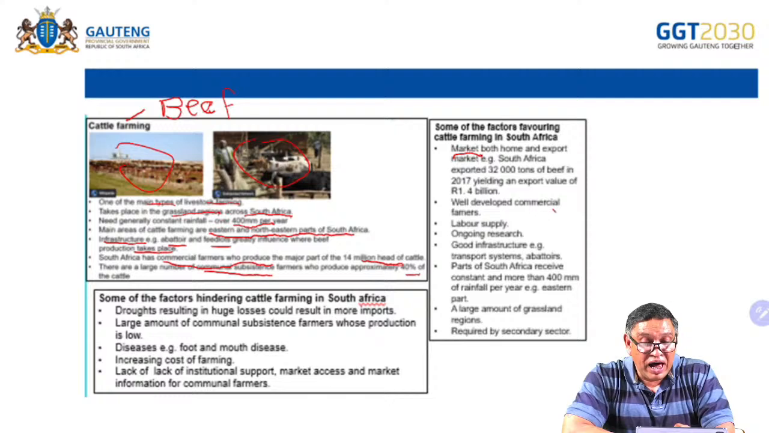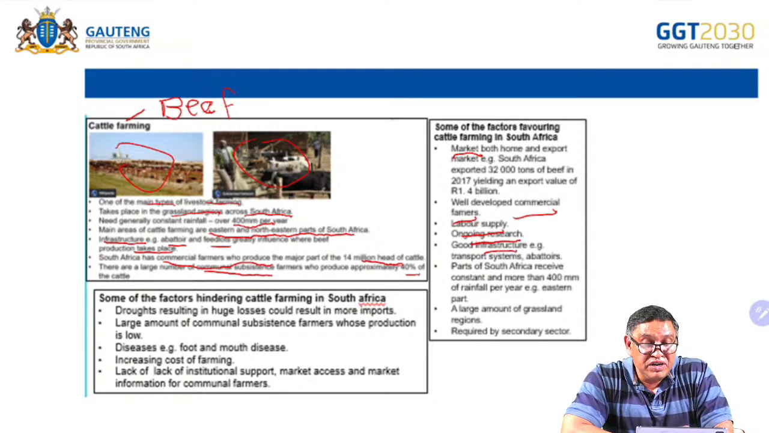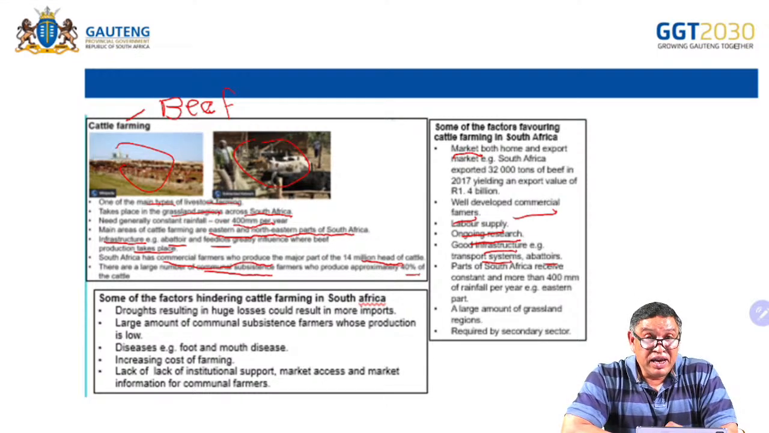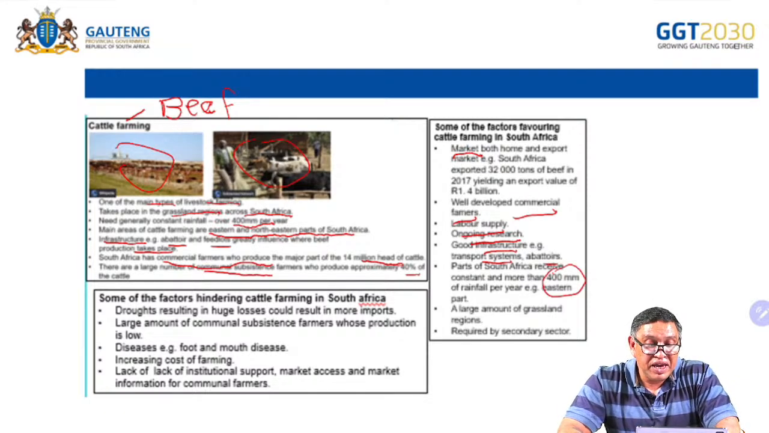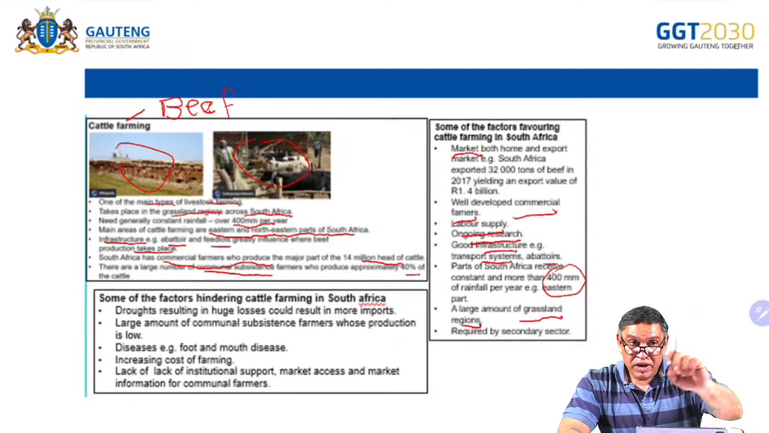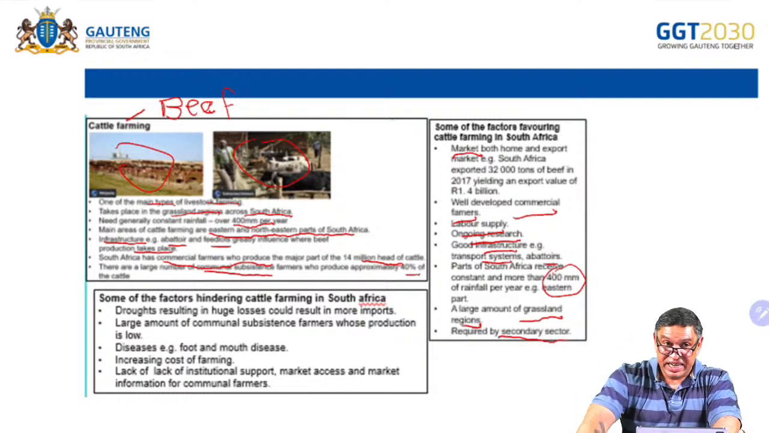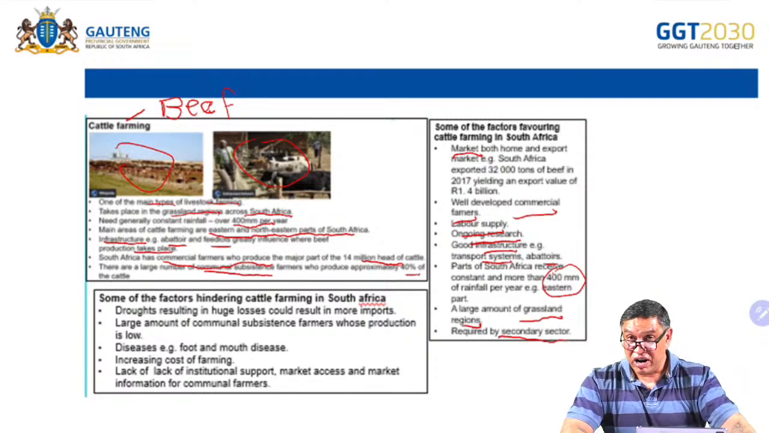We have well-developed commercial farmers. The labor supply is good enough. We have ongoing research to improve cattle farming. Good infrastructure, as I mentioned, transport systems, abattoirs. And we have areas that have sufficient rainfall. A large amount of grasslands, which create pasture lands for the cattle, and it's required by the secondary activity. Beef is taken in and various products are made, like your lovely wors.